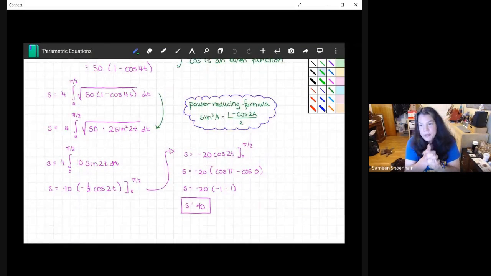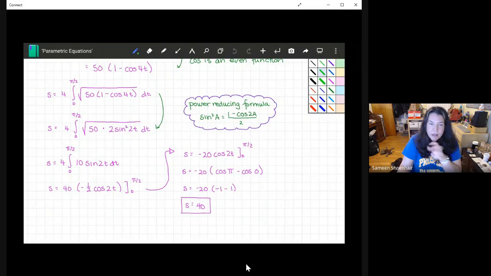So that's arc length in a nutshell. Any questions about that? And don't worry, we're pretty much done now, which is nice. So the other thing I wanted to talk about was speed.